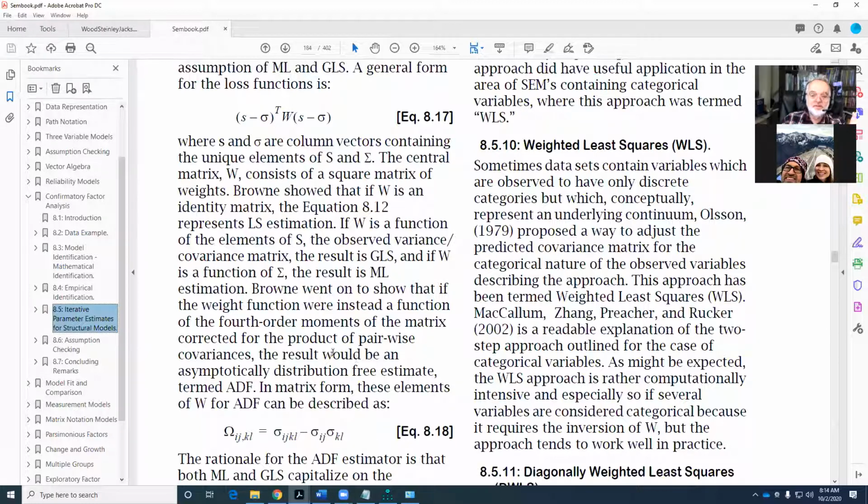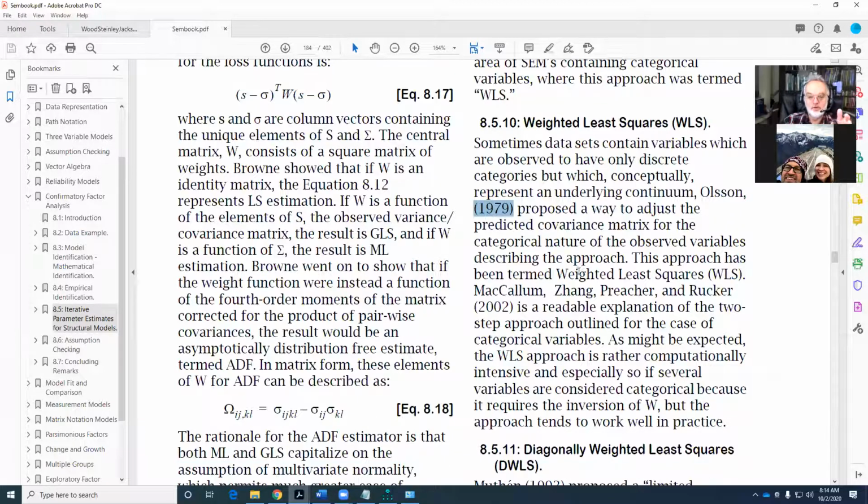Olsson in 1979 said, well, let's just take a correlation matrix that's pairwise adjusted for everything and estimate a common set of what are called thresholds. And again, at the end of the class, we'll tell you what a threshold is. And basically that weights the estimates of the variance covariance matrix for the means and the variances of the variables.